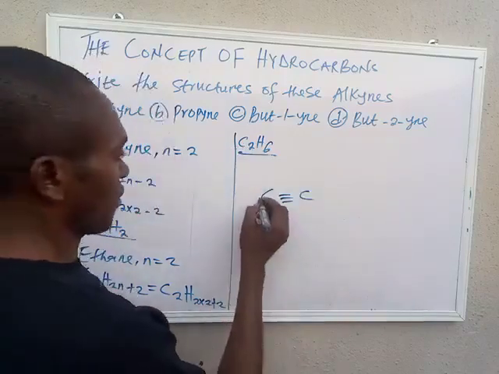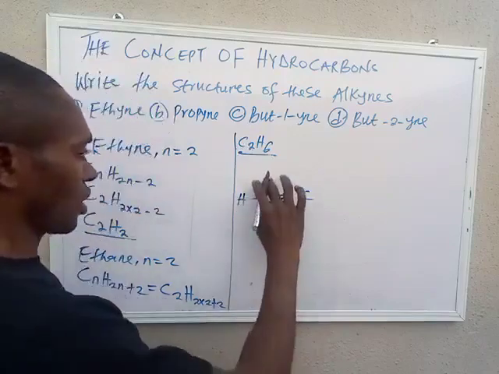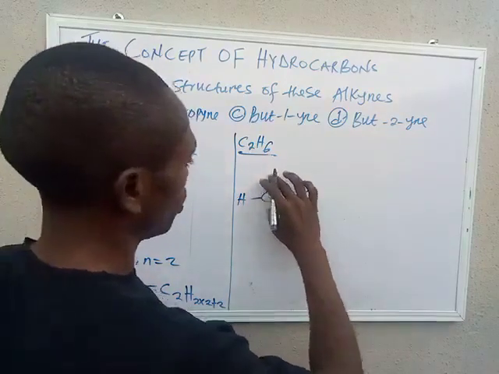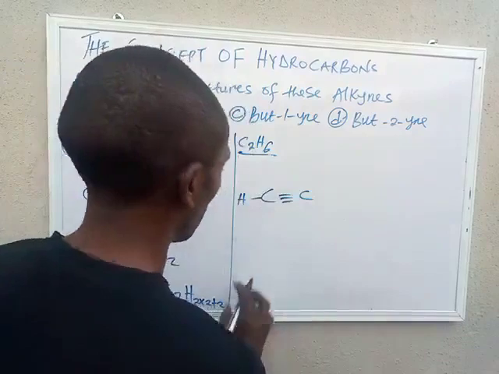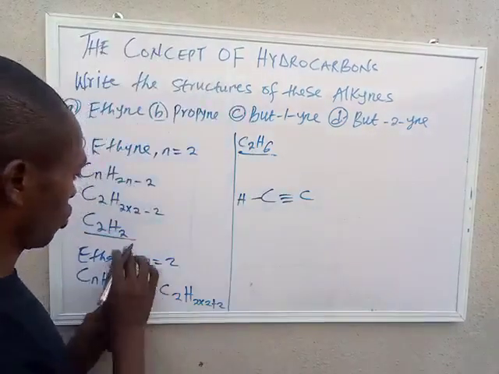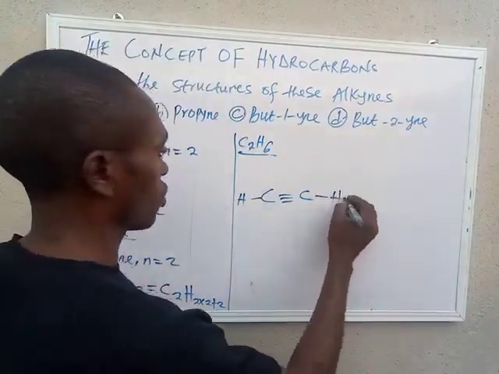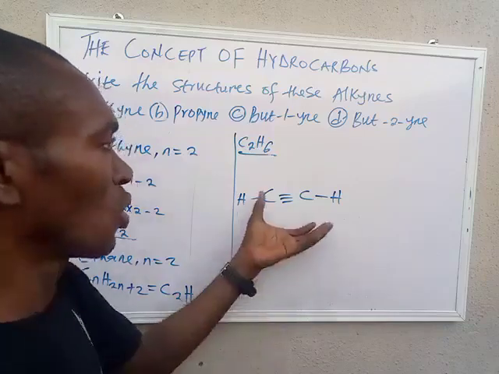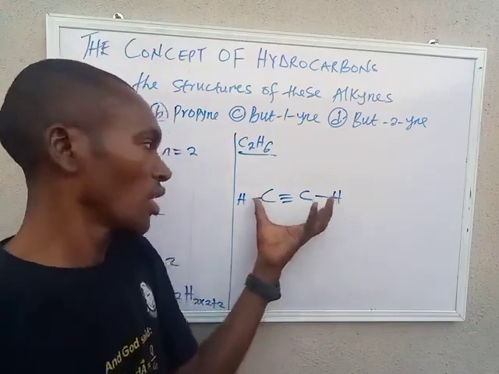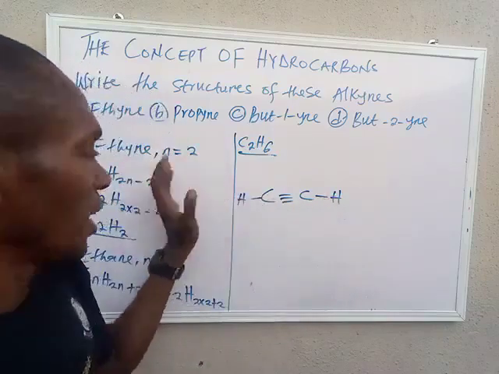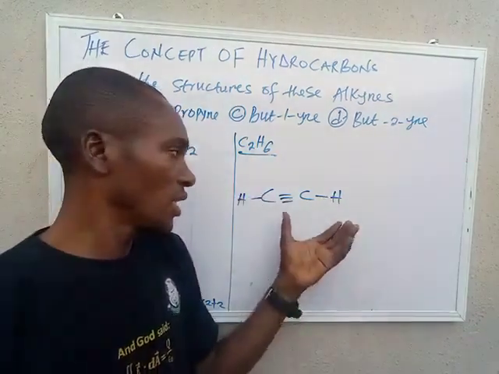So we have this one. This carbon is going to lose 2 hydrogens. This carbon too will lose 2 hydrogens. So we'll have just 2 hydrogens. So this is what we are going to have. This is the structure of ethyne.